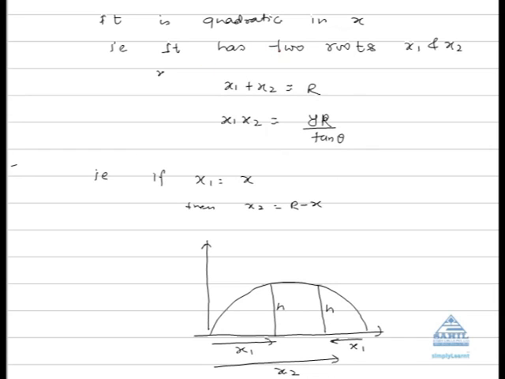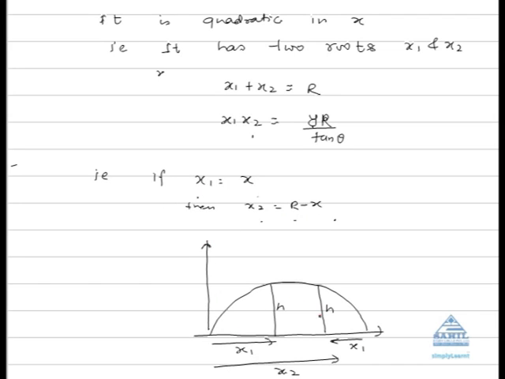This equation is also quadratic in x, that is it has two roots again, x1 and x2, and the sum of roots x1 plus x2 is given by r, which comes out from the formula that the sum of roots of a quadratic equation is minus b upon a, which I discussed earlier also. And the product of roots x1 x2 is equal to y into r upon tan theta. Let me consider a simple example. If x1 is equal to x, then x2 is r minus x.